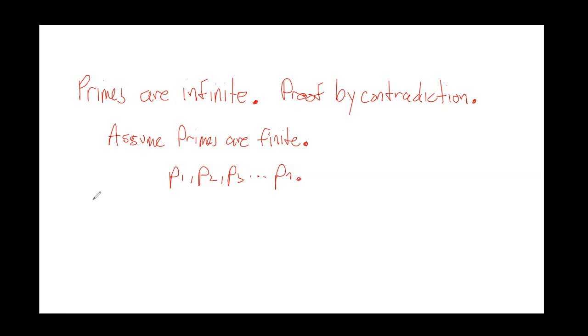Now here's a note to self. We create a prime that is not in this set, or not in this list, thus reaching a contradiction.